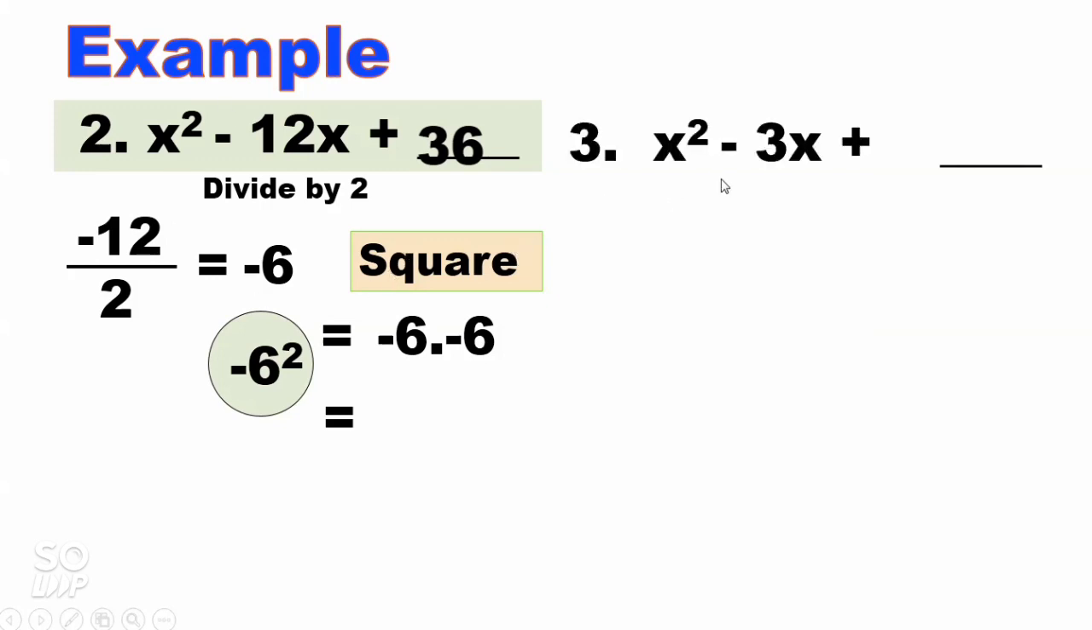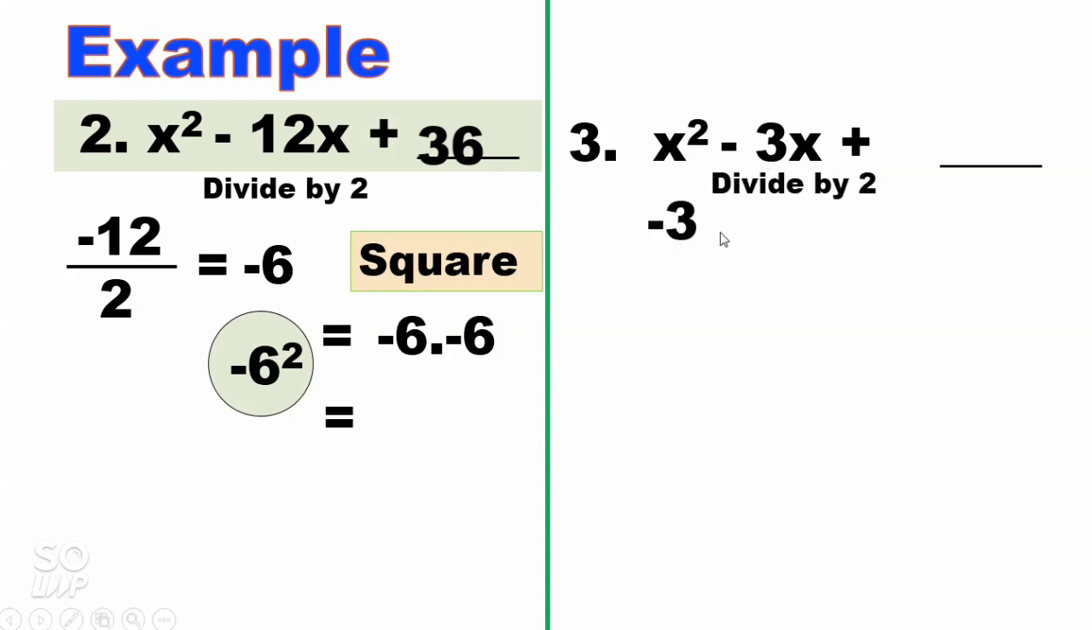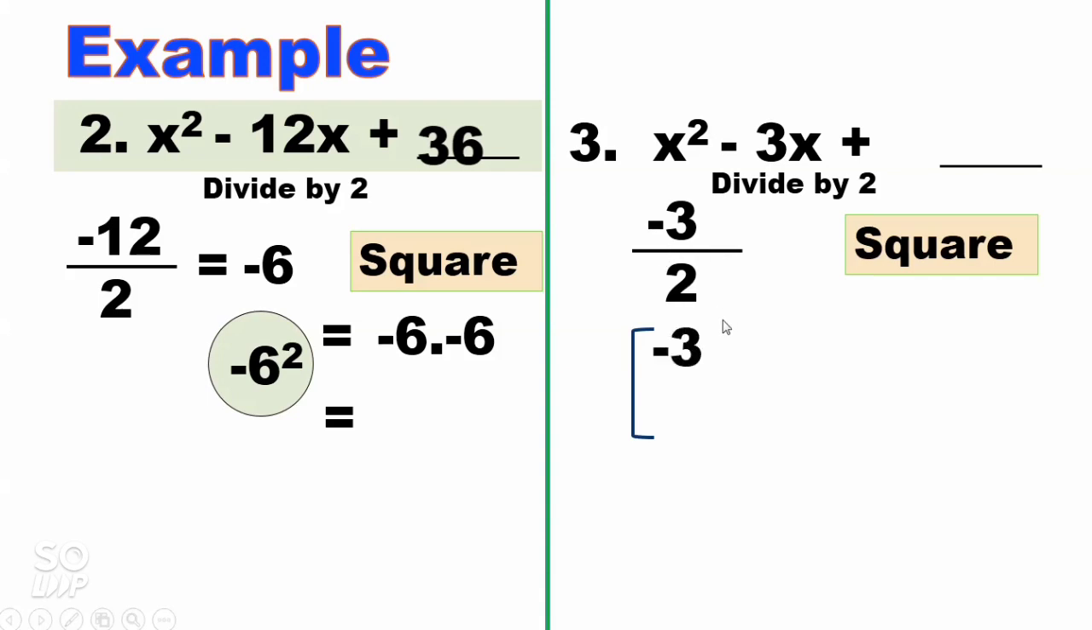Okay, next, how about number 3? X squared minus 3x plus blank. Okay, ano yung nasa pangatlong number para maging perfect square trinomial? Okay, so again, i-divide natin yung coefficient ng middle term na negative 3 sa 2. So, negative 3 divided by 2. Since hindi na natin pwedeng i-divide yung 3 at 2, dahil magkakaroon tayo ng mga decimals, okay, square na lang natin yung negative 3 over 2.